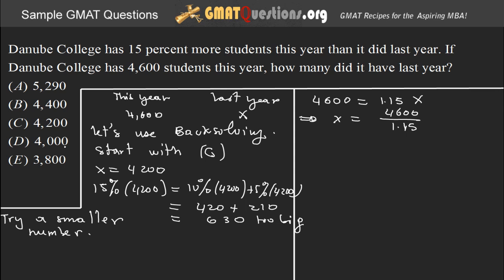If you use 4,000, it happens to be the answer, great. If 4,000 is not the correct answer, no problem. We'll know that the answer has to be 3,800. Why? Because the answer has to be smaller than 4,200. Do you understand now that we only need 2 attempts? This was our first attempt. We only need one more attempt to solve this question.